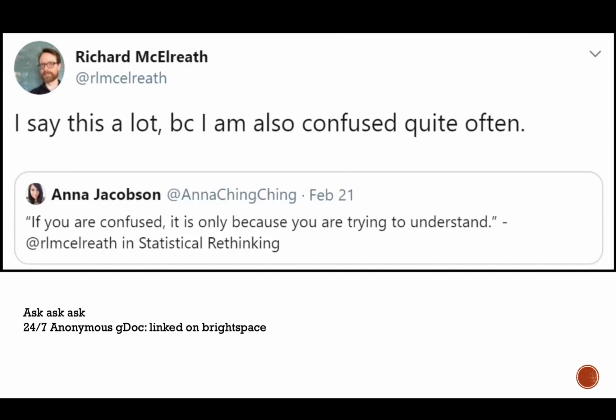This is something that Richard McElreath says, right? If you are confused, it is only because you are trying to understand. That's normal to be confused. There's no bad question, no stupid question.